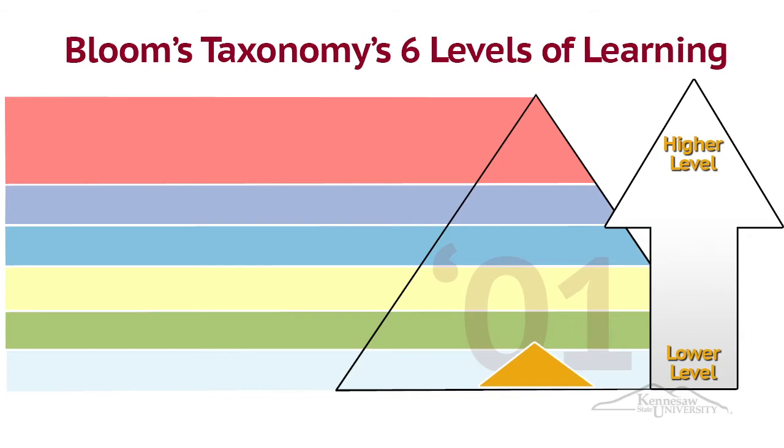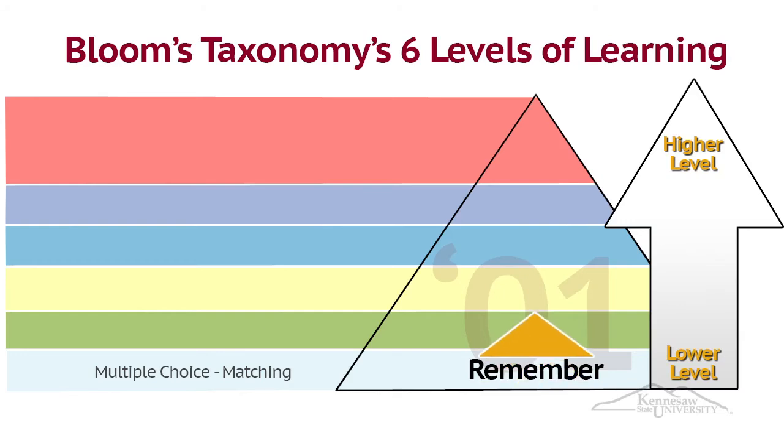At the lowest level of the taxonomy, we begin with remember. Ask yourself, are your students recalling or recognizing information? You see this level of learning demonstrated in most multiple choice and matching type activities or tests. The second level is understand. Are your students summarizing something they read? If so, then they're learning at the level of understanding.